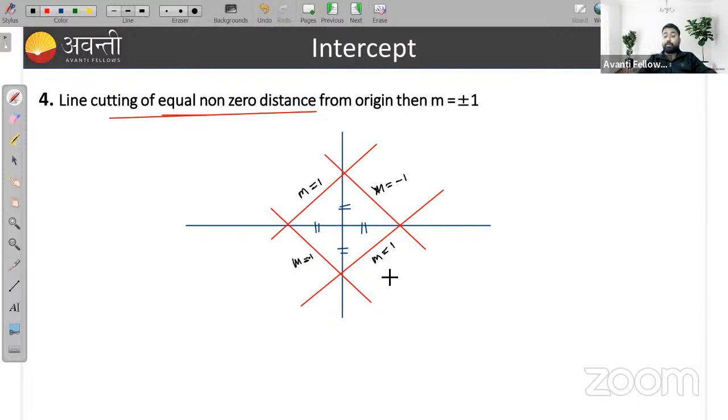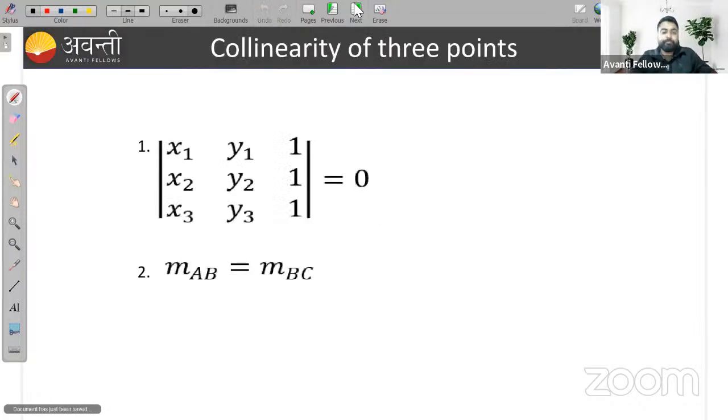I hope this is clear to everyone about intercept. Is that clear to everyone, guys? Let's put in the chat box if it is clear to all of you. I hope these are very simple basic things, and clearly understandable to you. Let's move to the next thing.